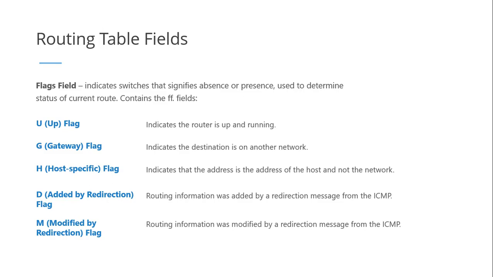So the redirection flags either add a new entry on the table, or modify an existing entry. So that's the difference between the two. Is it a new entry added by ICMP? Then you will see a status of added by redirection flag. If that entry already exists, but it was modified by ICMP, then you'll see an activated modified by redirection flag.